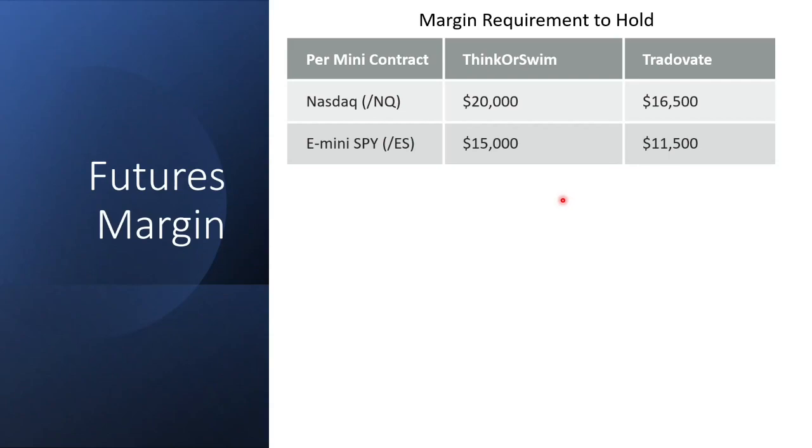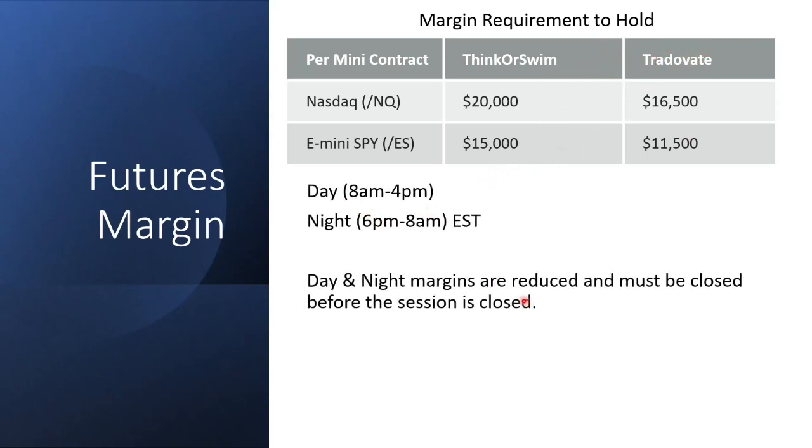Futures margin. So margin requirement to hold overnight or further days. I'm going to use these two brokers as a reference. So Thinkorswim has a very high margin requirement, $20,000 for NASDAQ, $15,000 for ES. And Tradovate has similar requirements to hold, but it's a little bit reduced. So on top of margin to hold, you also have day and night margin, which is a reduced version, and this is for day trading, and positions must be closed before the session ends. So if you're making a position with the day margin at 1 p.m., you must close it at 4 p.m. if you're utilizing their reduced margin requirements.